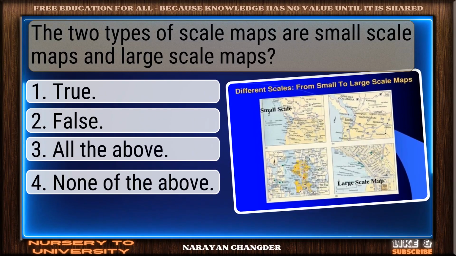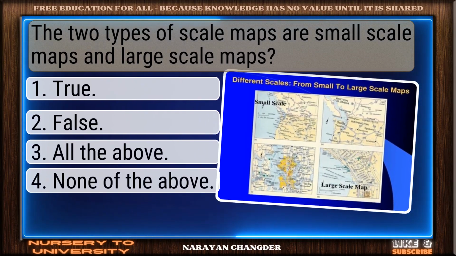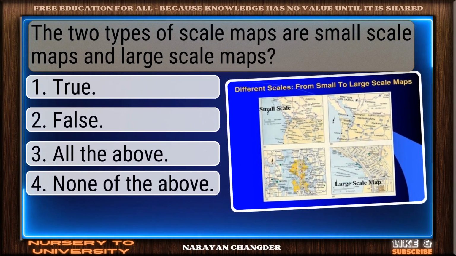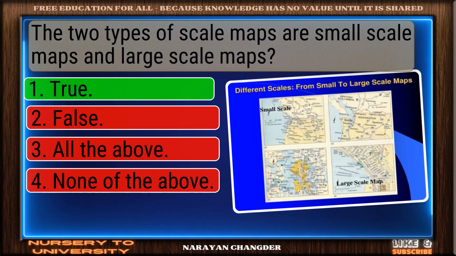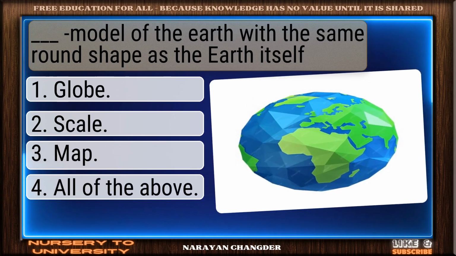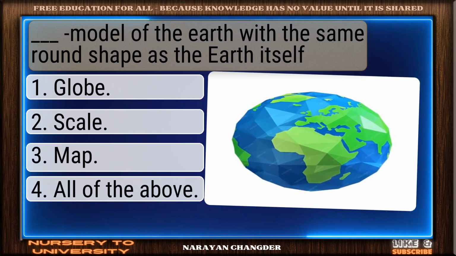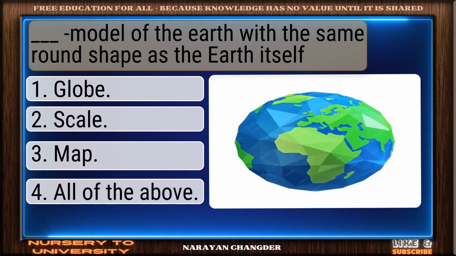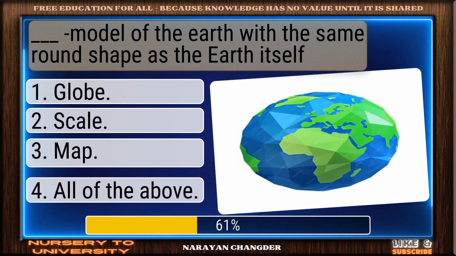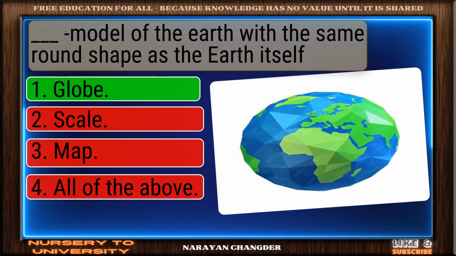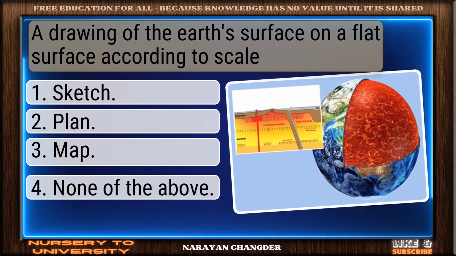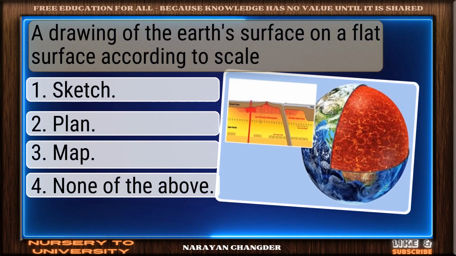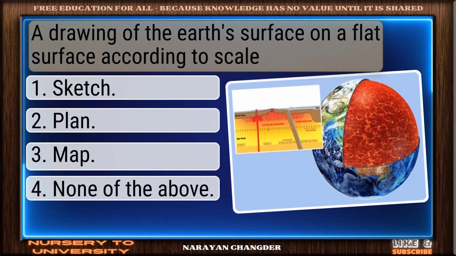The two types of scale maps are small-scale maps and large-scale maps. Valid point. True is true. A model of the Earth with the same round shape as the Earth itself. Good thinking. Globe is the right answer. A drawing of the Earth's surface on a flat surface, according to scale.